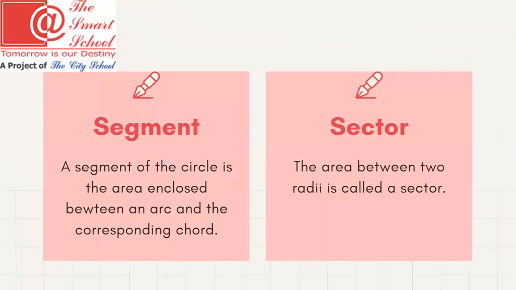And now we have segment and sectors. A segment of the circle is the area enclosed between an arc and the corresponding chord. The area between two radii is called a sector. Radii is the plural of radius.